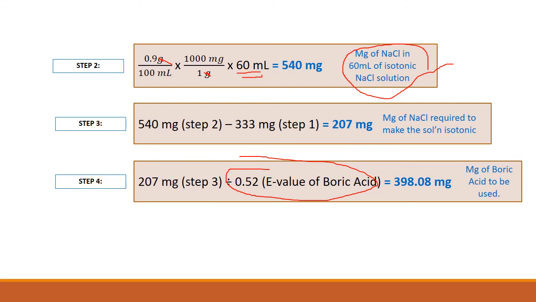Step 3, we have to subtract the amount of sodium chloride represented by the ingredients in the prescription, which is from step 1, from the amount of sodium chloride alone that would be represented in the specified volume of isotonic solution. So we have here 540 milligrams minus 333 milligrams, which is 207 milligrams. So this is the milligrams of NaCl required to make the solution isotonic.